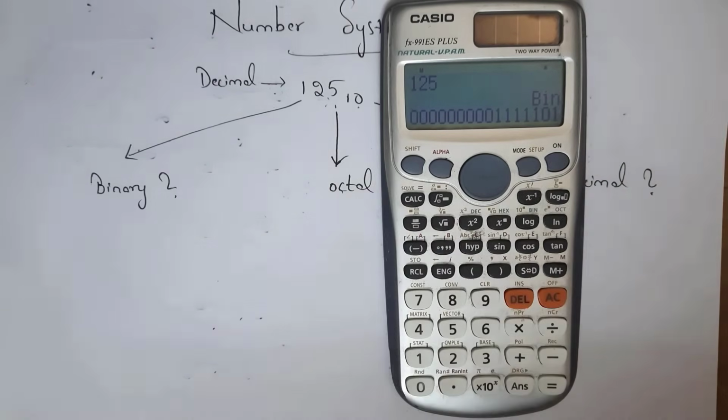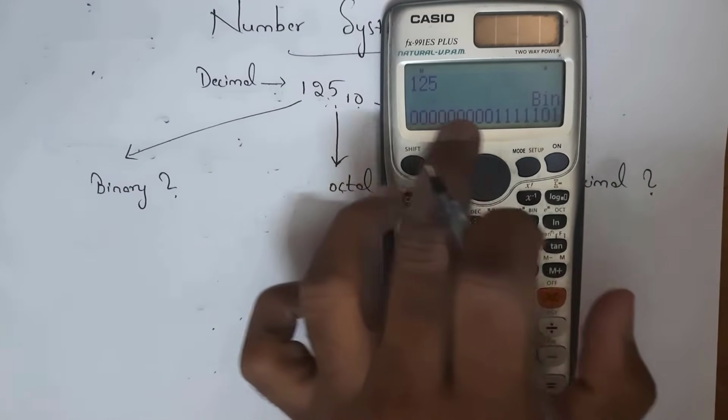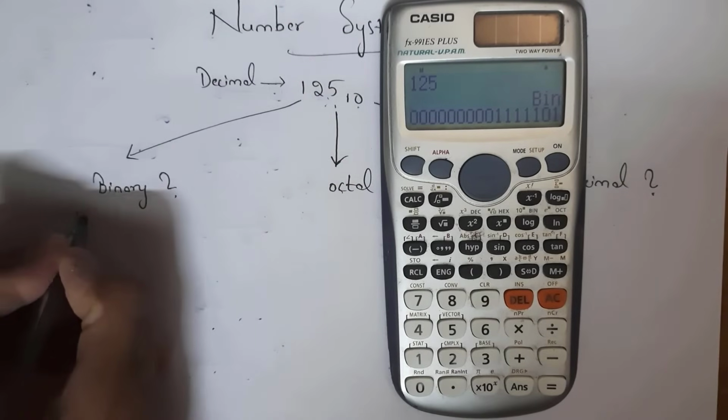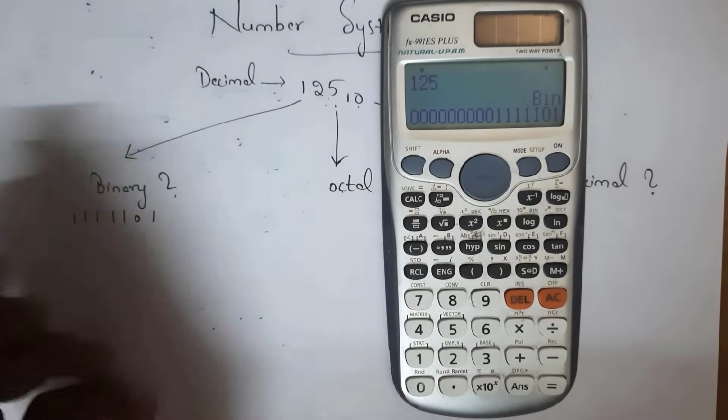So this is the result. This is how we convert decimal number into binary. So the answer is, don't count zeros, count from 1. 1 is from here. So right here 1 1 1 1 1 0 1. If I convert this decimal number into binary, this is the result.